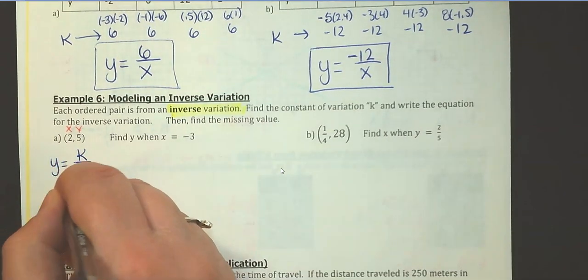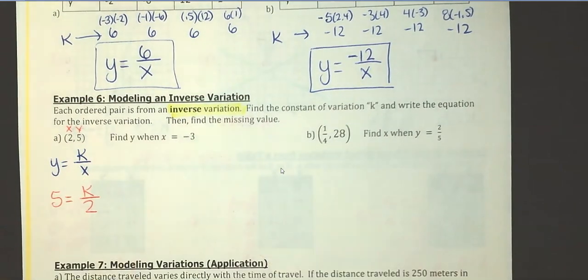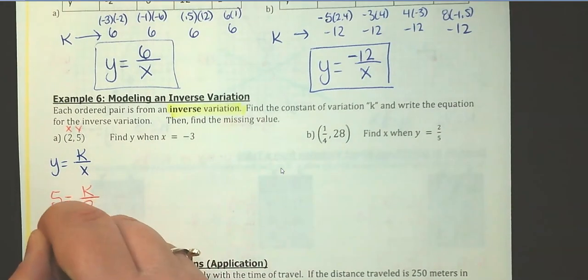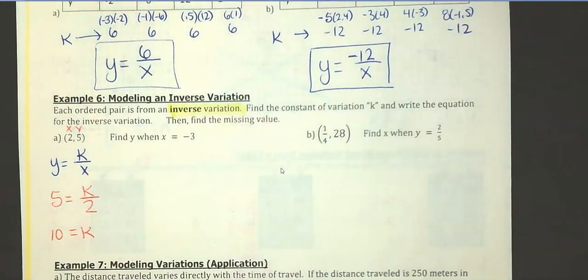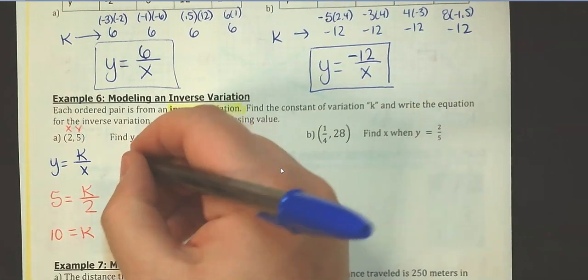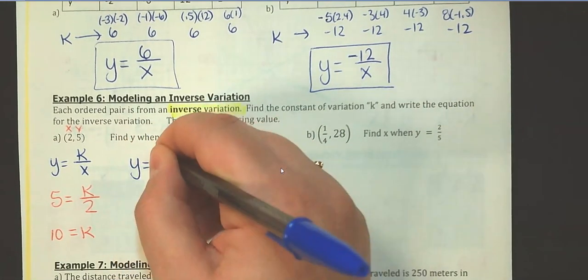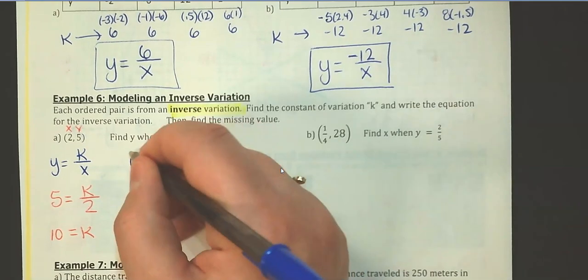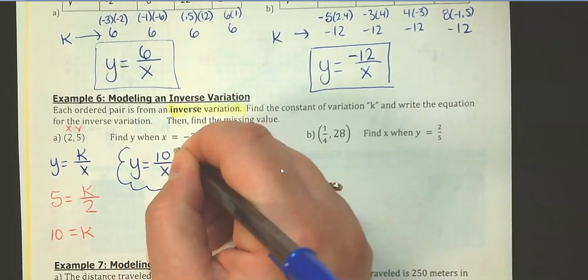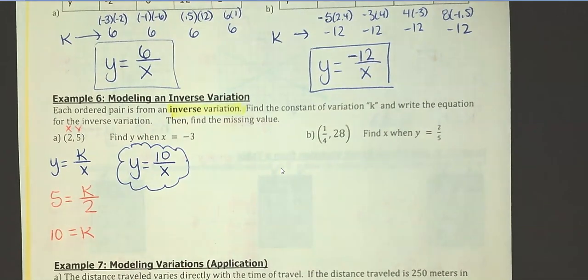So I'm just going to sub those guys into that formula. So y is 5 when x is 2. All you're going to do to get k, we're just going to multiply both sides by 2 there. So my k value is going to be 10, 5 times 2. To write the actual equation then, it'd be y equals 10 over x. That would be part of my answer there. That's the equation. And then these problems just tend to give you a secondary question.